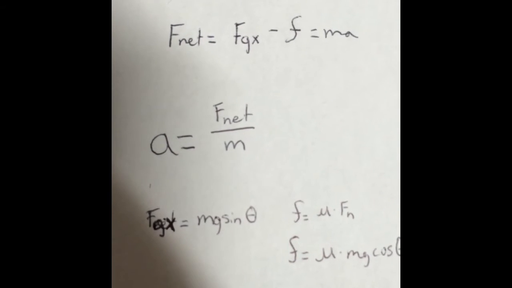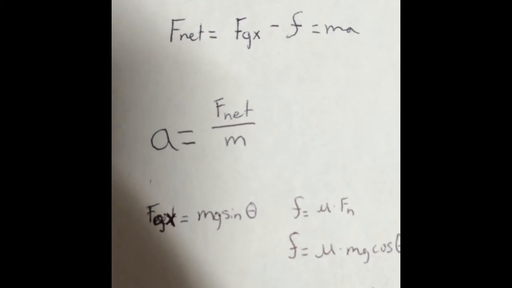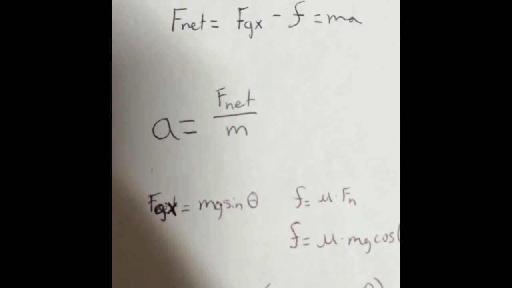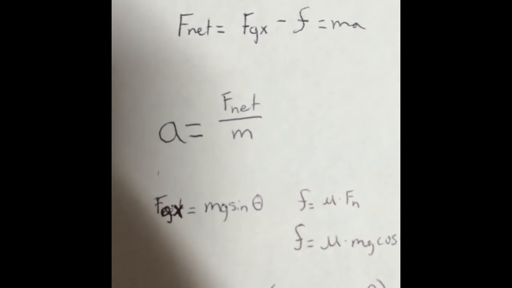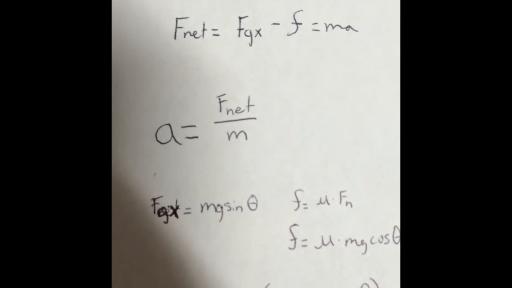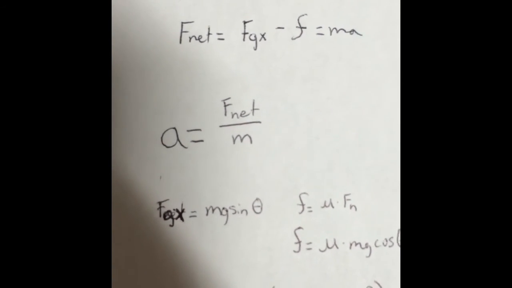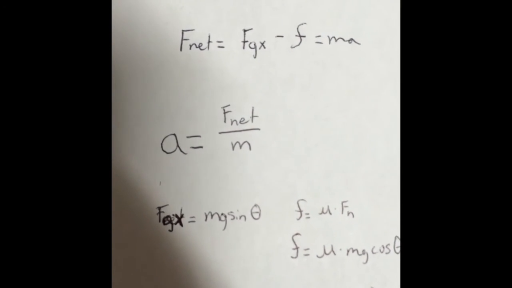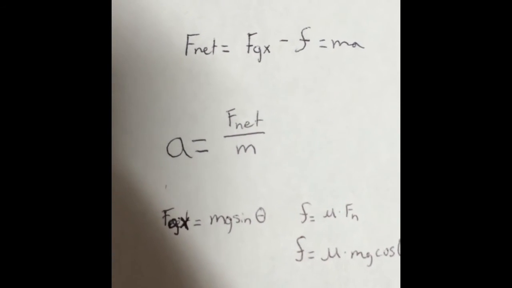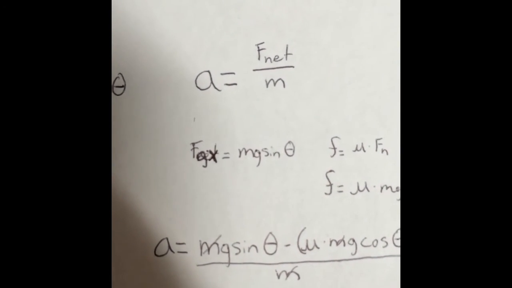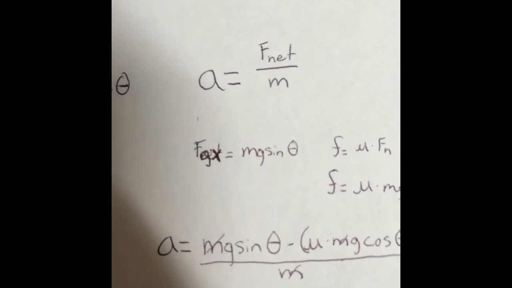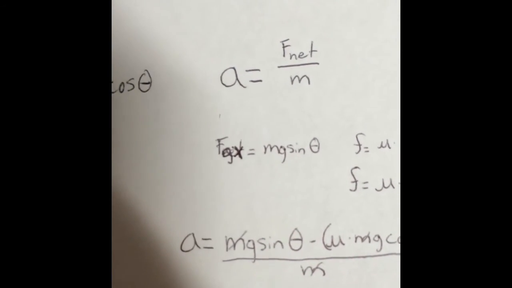We plug those back into the equation. Acceleration equals the net force divided by mass, and we get mg sine theta minus the coefficient of friction times mg cosine theta, all over the mass. The mass cancels throughout, so we're left with acceleration equals gravity times sine theta minus the coefficient of friction times gravity times cosine theta.